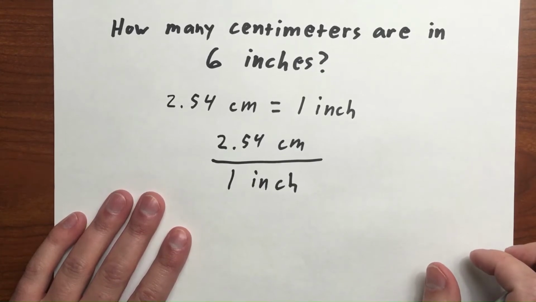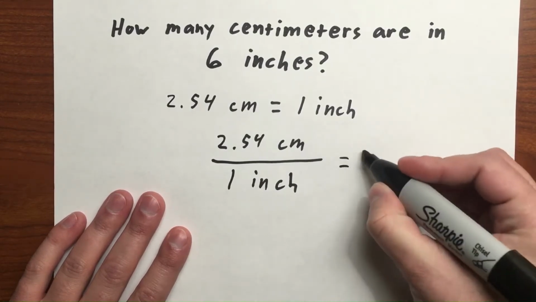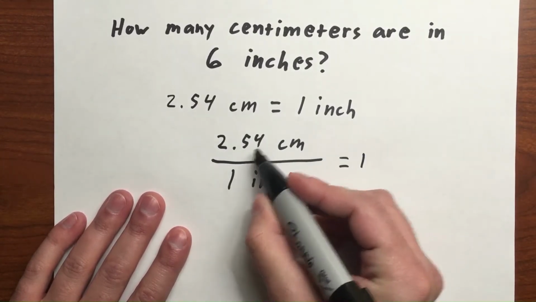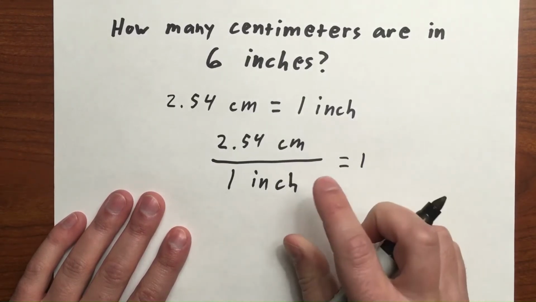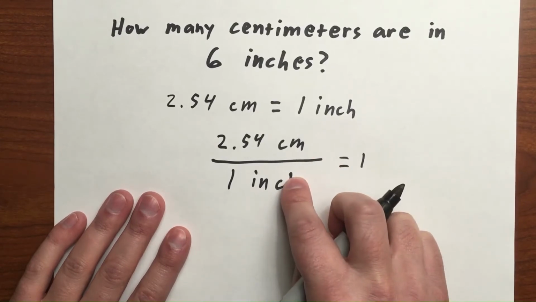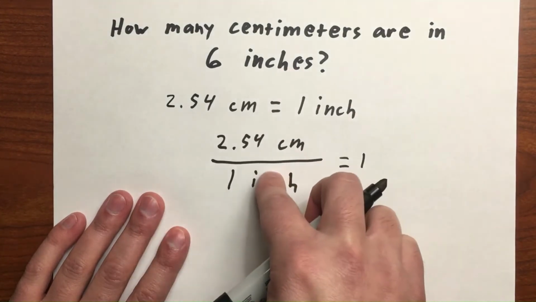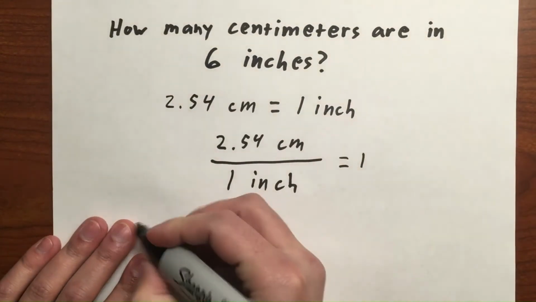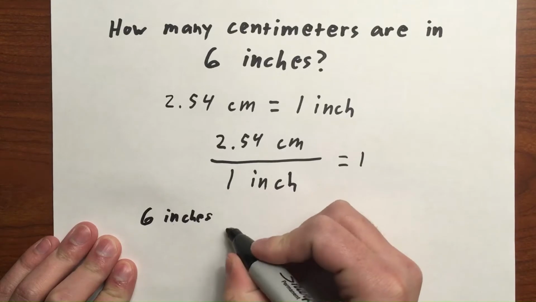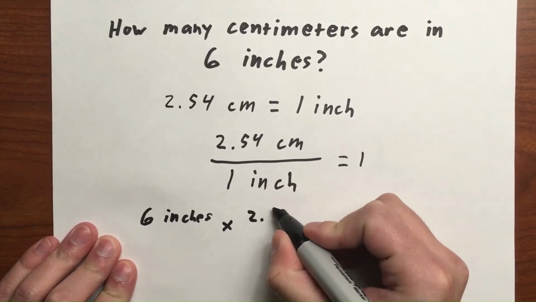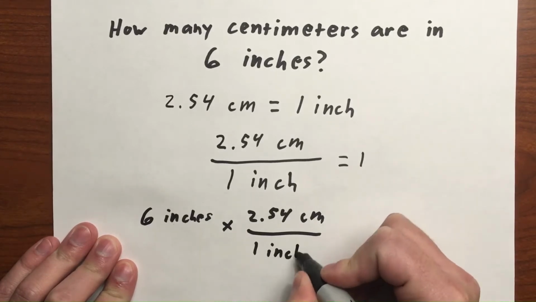Now here's the thing to remember. This fraction is equivalent to 1 because these are both the same. 2.54 centimeters and 1 inch are the same thing. Okay, so this is equivalent to 1, and we're going to take our given value and multiply it by this fraction. So we're going to go 6 inches times 2.54 centimeters equals 1 inch.